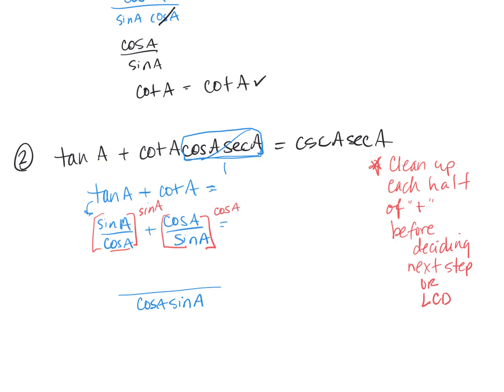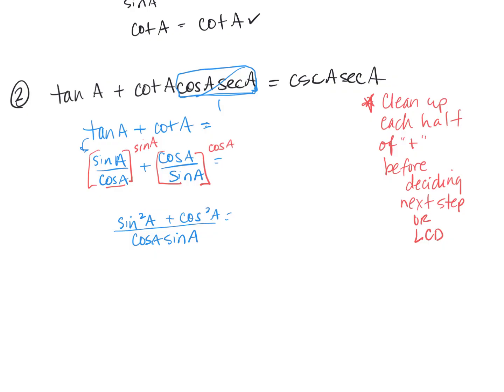get the right denominator. So now, when I multiply, I'm going to end up with the sine squared of A plus the cosine squared of A. All right, well, this is a trig identity. I hope you remember this. This is a trig identity that's just 1.